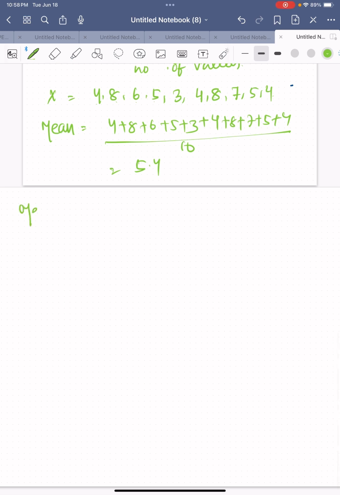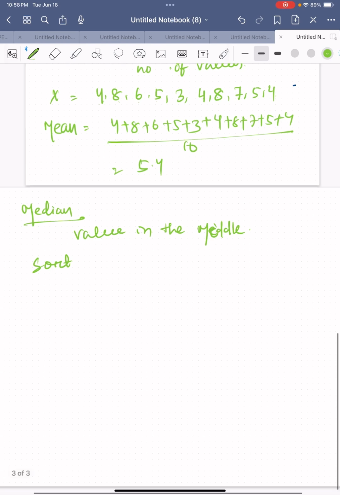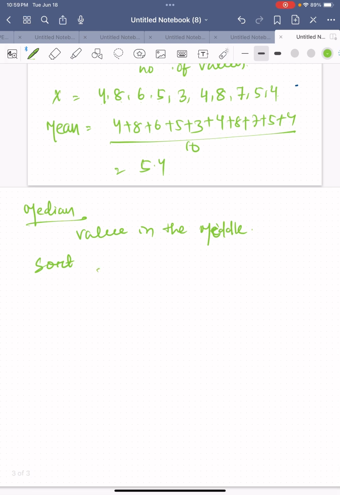Similarly, we can calculate the median. Median is always the value in the middle. For that we have to sort the data set, in ascending or descending order, it does not matter, but we have to sort the data set first. In this data set, when we sort the data, it will be 3, 4, 4, 4, 4, and then 5, 5, 6, 7, 8, and 8.